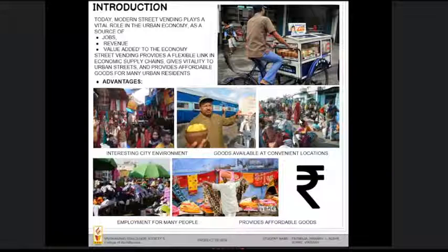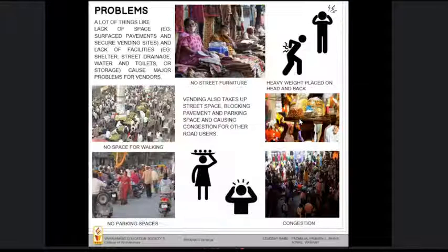Modern street vending plays a vital role in our economy. It provides jobs. Also, it is very convenient for other people to buy things. They also provide goods at affordable prices, and they are usually available at convenient locations like outside a railway station or a garden. Next.